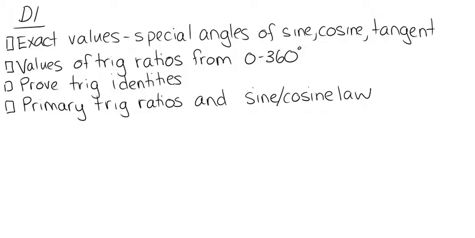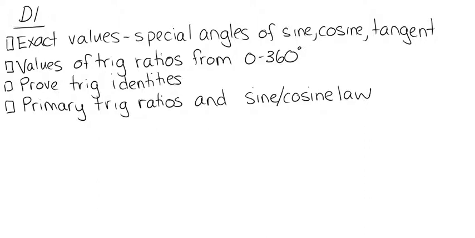Okay, video on D1, trig functions. So these are the 4 expectations in the learning goal. You have to determine the exact values using special triangles of sine, cosine, and tangent. We need to determine values of trig ratios from 0 to 360.